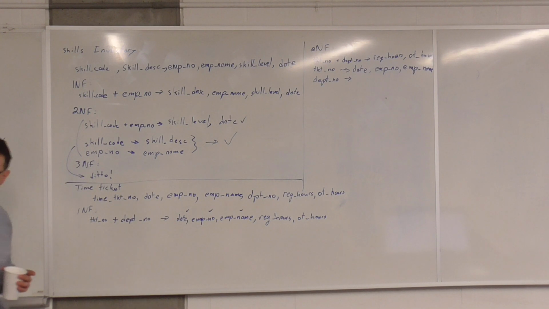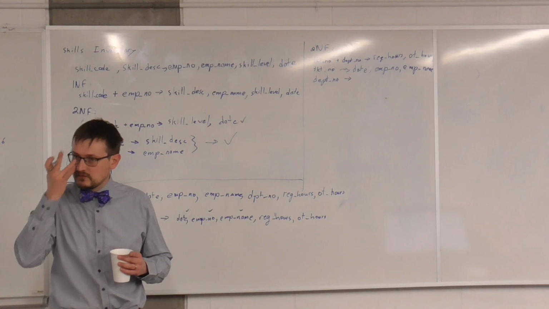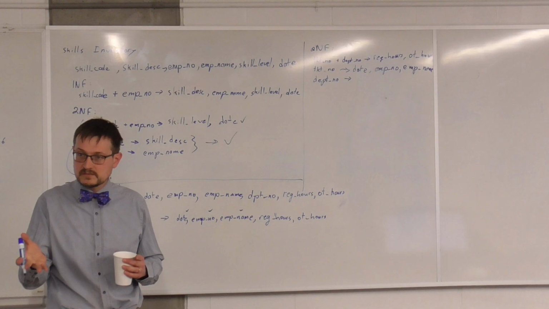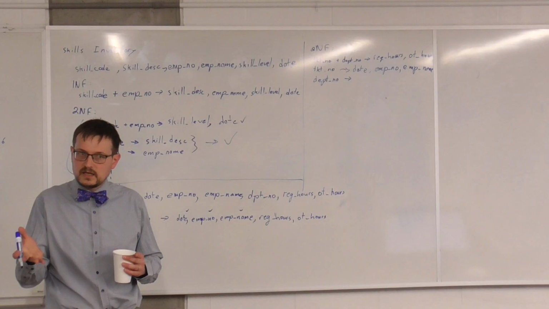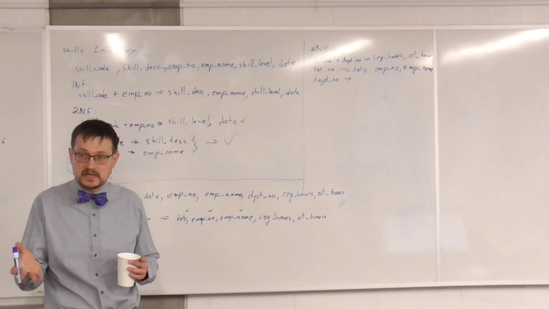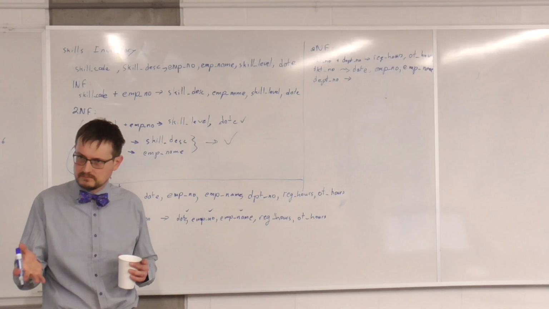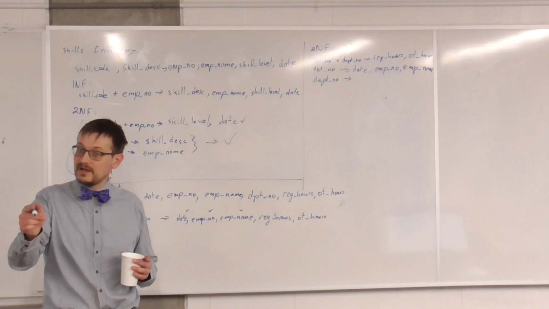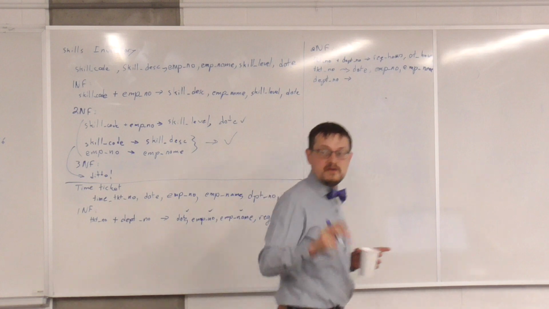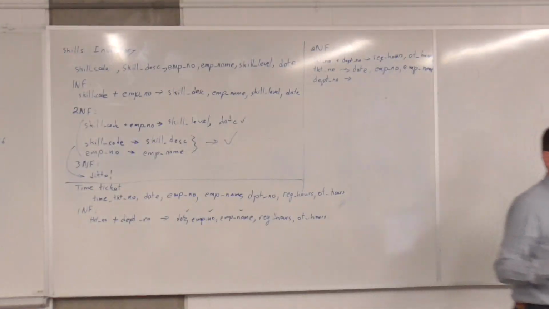Think of it this way. If you have an inventory and you have unit prices, multiple inventory items can have the same price. That doesn't mean that the unit price isn't dependent on item number, right? Cool. All right. Very good question. Thank you.